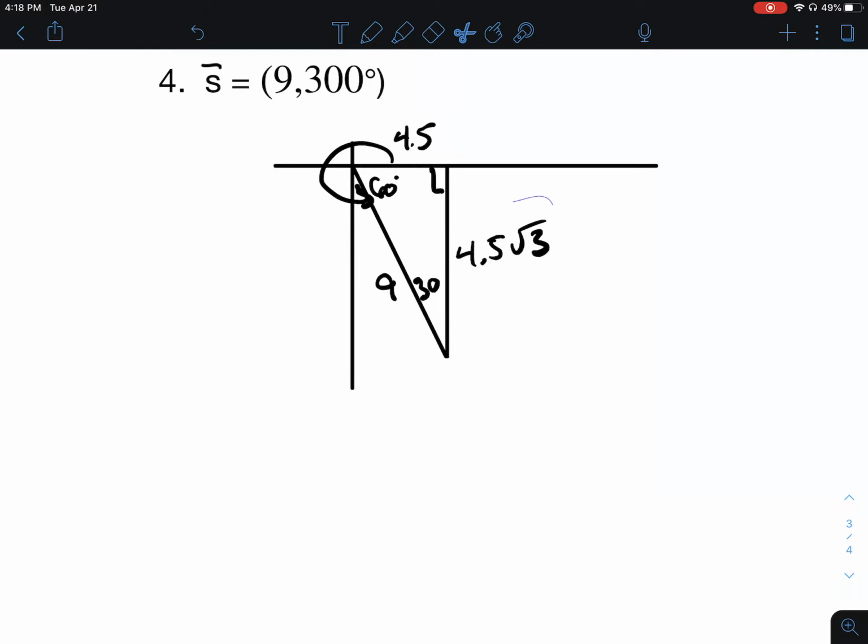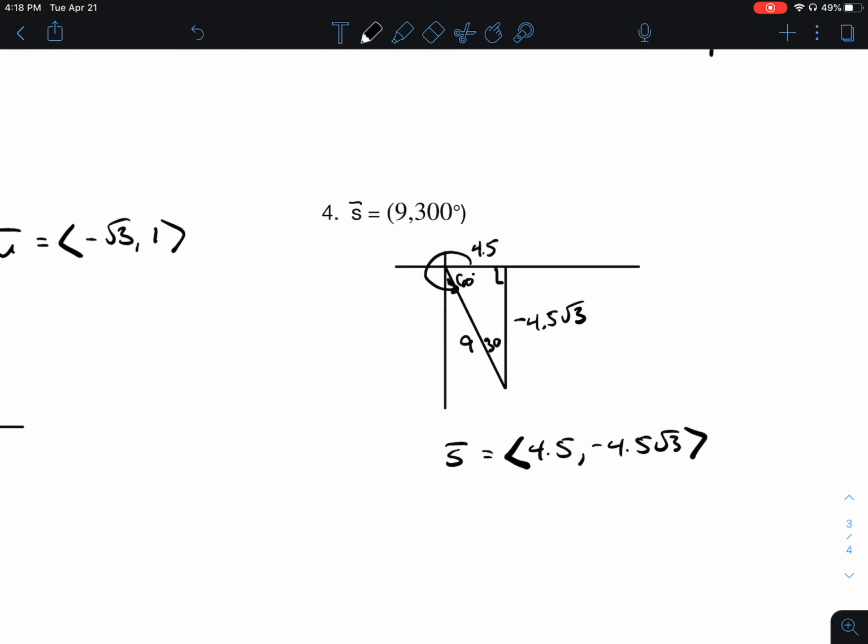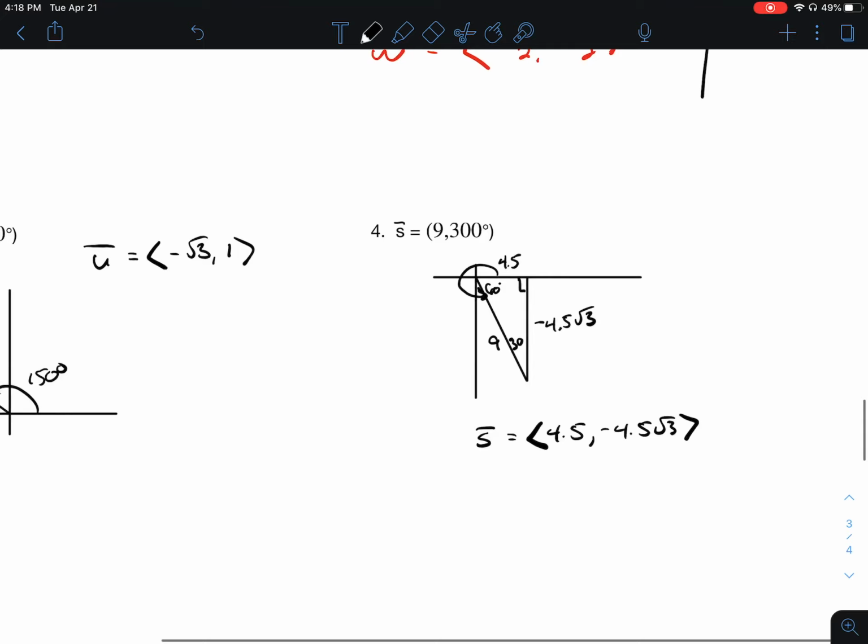Now you've got to be careful. We're in quadrant 4. We went to the right, which is positive. We went down, which is negative. The component form of s is 4.5, negative 4.5 square roots of 3. And I just wrote the wrong symbols. Component form, we use those angle brackets, the less than and greater than symbols.